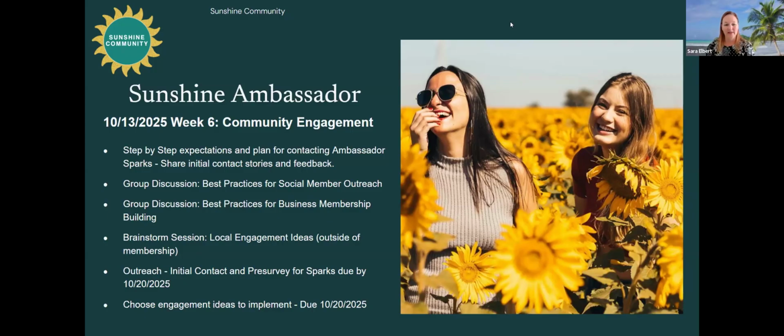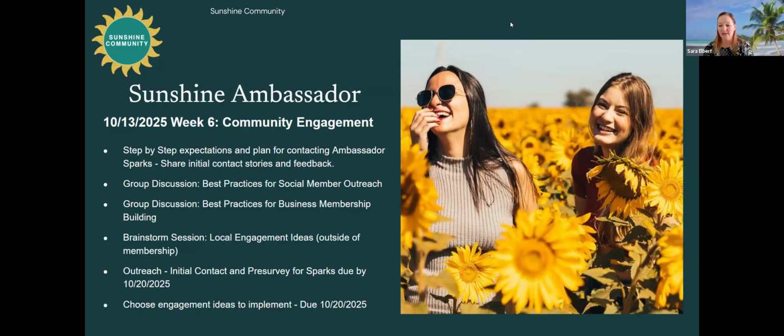I'll give you an example, and then local engagement ideas outside of membership so that our visibility is bigger with our local people that we want to be our ideal people in our Sunshine community. And we'll go over what one of our ideals is, one of our target markets. And then a couple of reminders for things that are going to be due.